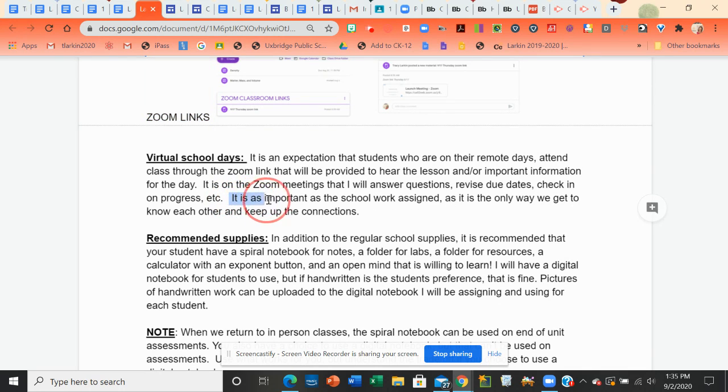Let me read that again. It is as important as the schoolwork assigned, as it's the only way we get to know each other and keep up the connections. I need to be able to speak with all of you. I need to be able to see you, right? I need to make formative assessments on where you're at, where you might be struggling, and so on. The only way I can do that is by seeing you. So on your virtual school days, you are expected to be in class. That attendance counts.